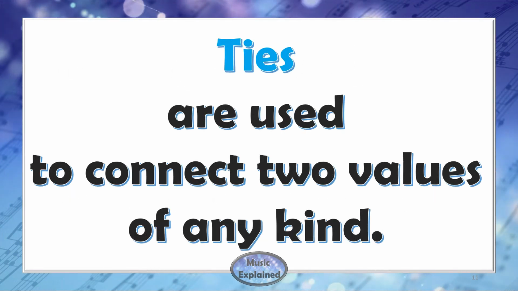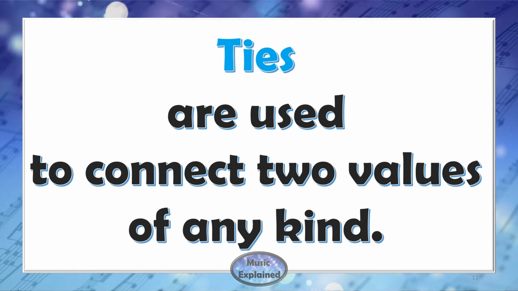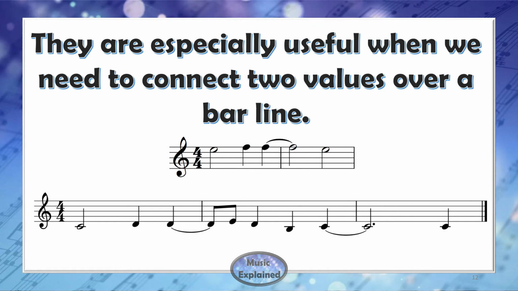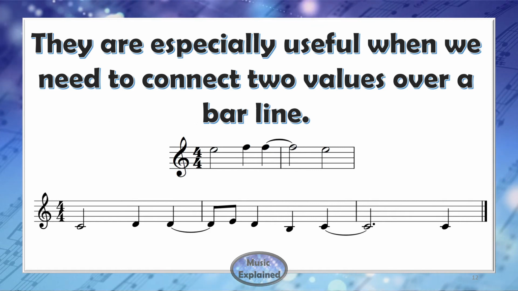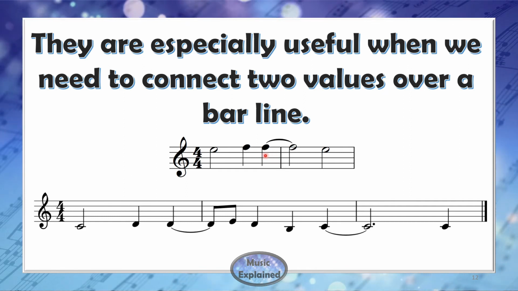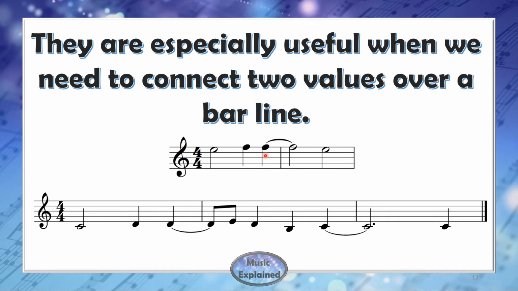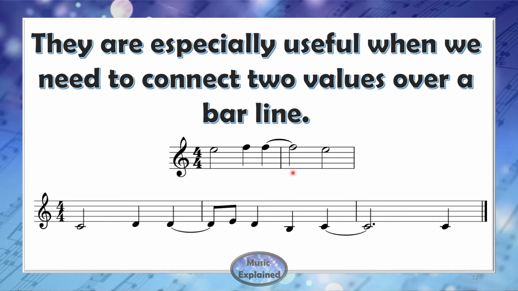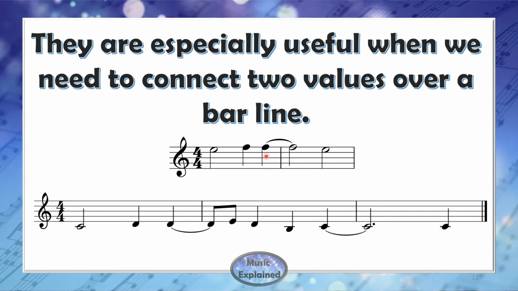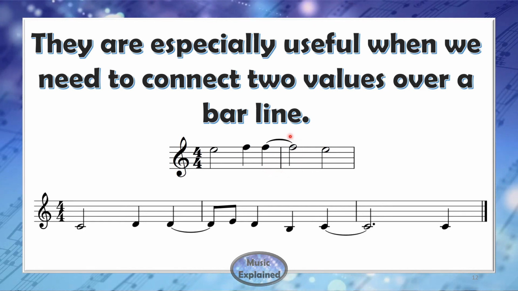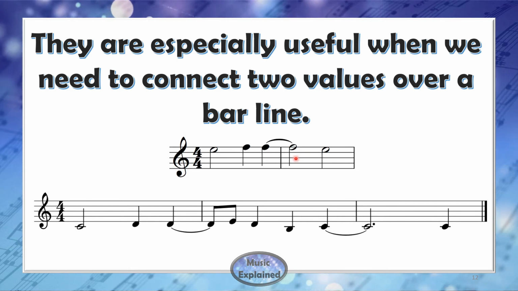Let's talk about ties. Ties are used to connect 2 values of any kind. They are especially useful when we need to connect 2 values over a bar line. Like here, for example, we have this F, which lasts 3 beats. If we go over the bar line, we'll have to write it down like a quarter note connected with a tie to a half note.